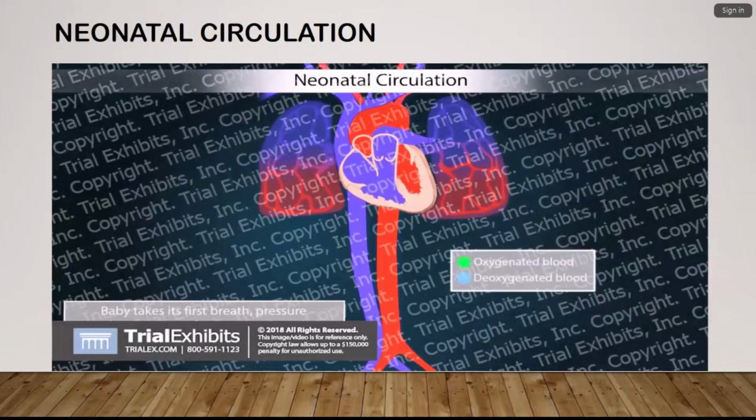Deoxygenated blood from the IVC and SVC goes to the pulmonary vein, and oxygenated blood returns to the left atrium, to the left ventricle, and goes into the systemic circulation.